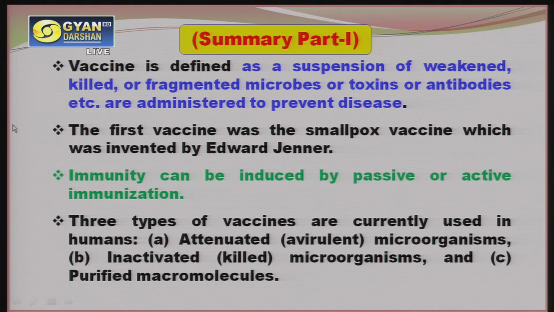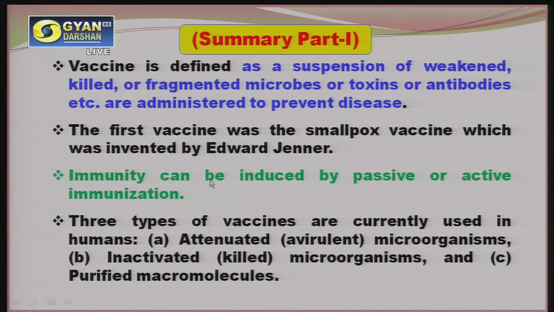Dear learner, I want to summarize part one. I hope you have learned the various things related to vaccines. A vaccine is defined as a suspension of weakened, killed or fragmented microbes, or toxins or antibodies, administered to prevent disease. The first vaccine, as you have also learned, was the smallpox vaccine, which was invented by Edward Jenner.